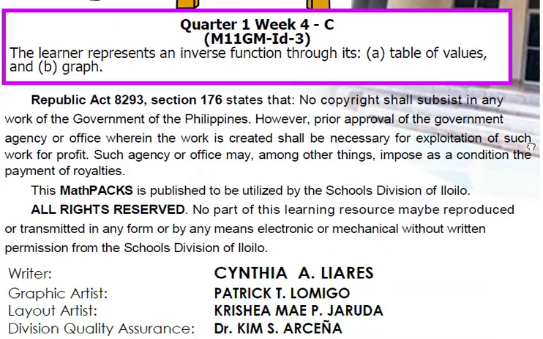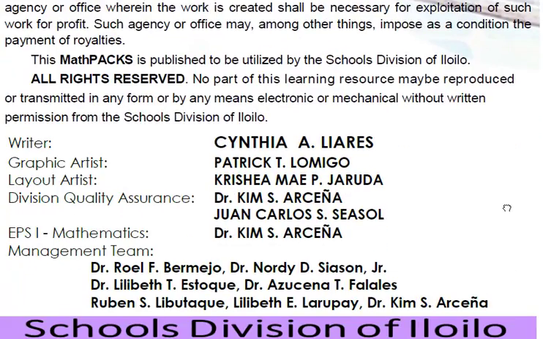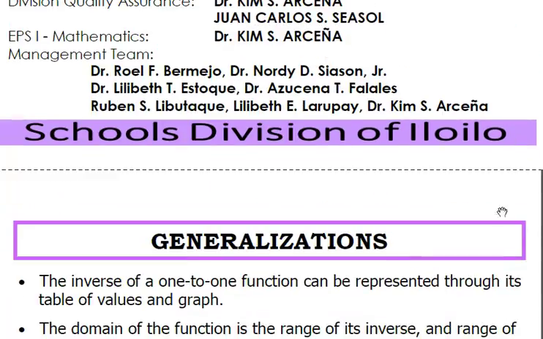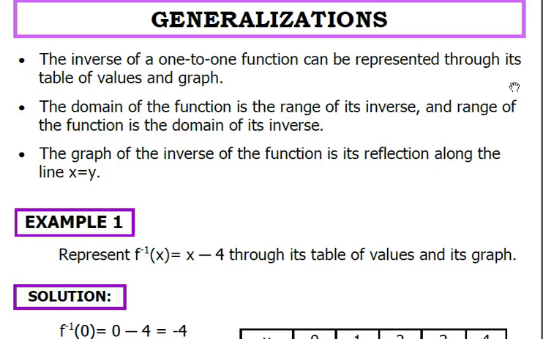Let's get started! We will start with the generalizations. And let me read. The inverse of a one-to-one function can be represented through its table of values and graph. The domain of the function is the range of its inverse, and the range of the function is the domain of its inverse. The graph of the inverse of the function is its reflection along the line x equals y.